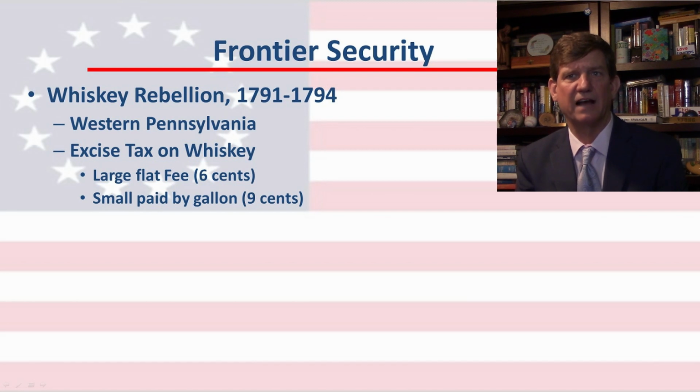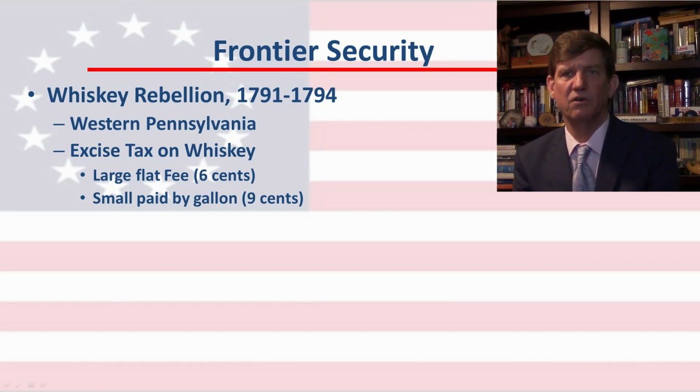Now it divided this tax between large flat fees, a one-time fee, an annual fee that large producers could pay. This produced about 6 cents a gallon. On the other hand, small producers could pay by the gallon. They couldn't put all the money up front. This was a greater cost. It cost 9 cents a gallon in this smaller by the gallon. So large producers who could produce tons or barrels and barrels of whiskey only had to pay 6 cents a gallon, but the small businessman, the small farmer, had to pay 9 cents a gallon.